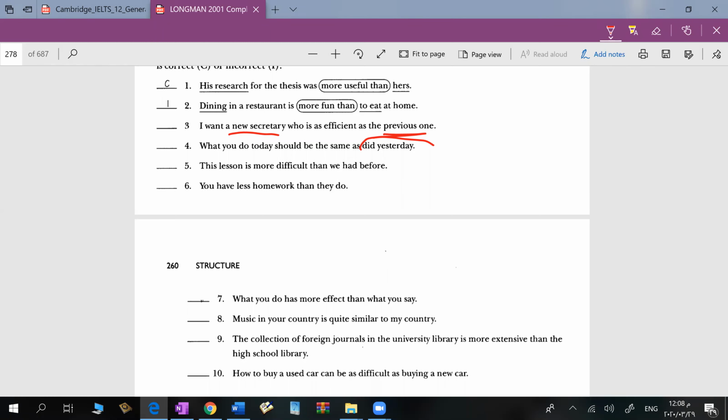Even by meaning. You have less homework than they do. Than before. Than before doesn't work. Than they do works too. It's correct. What you do?